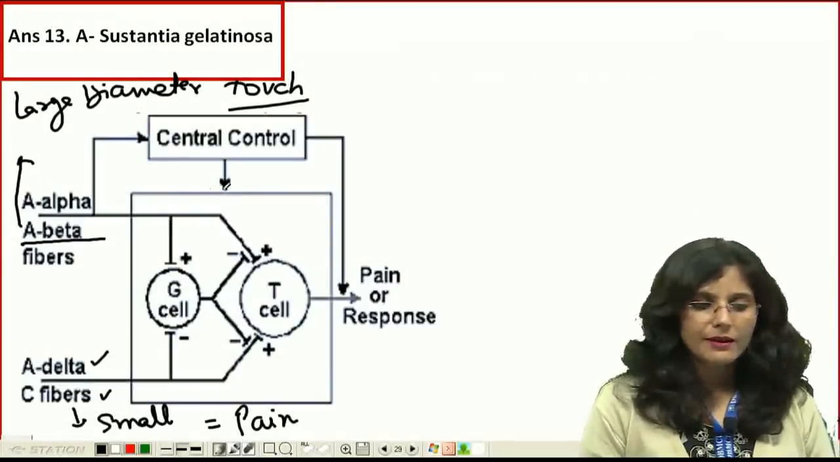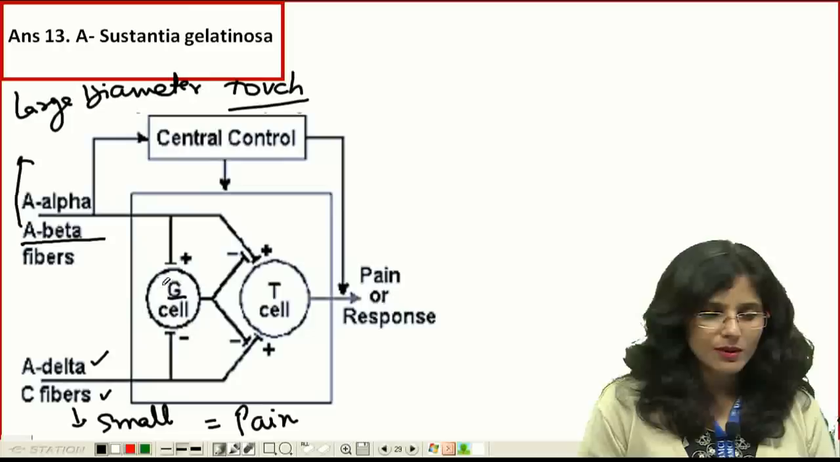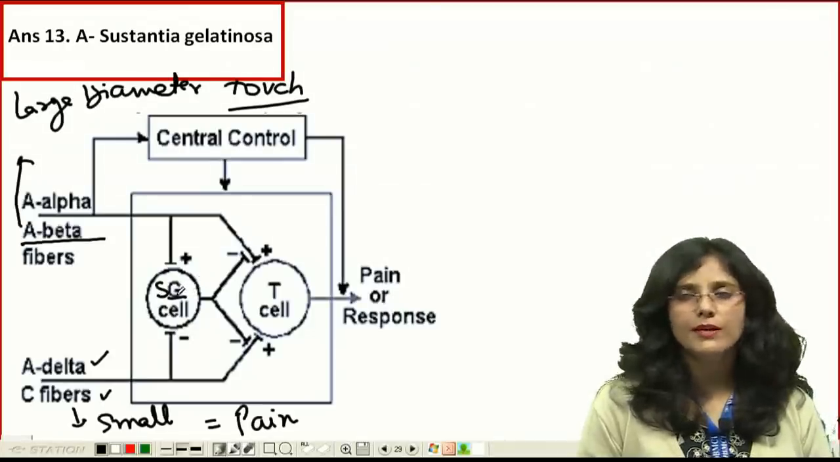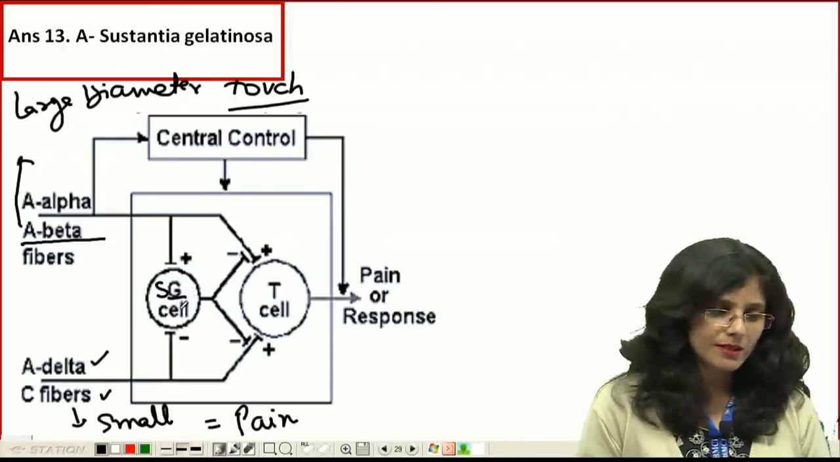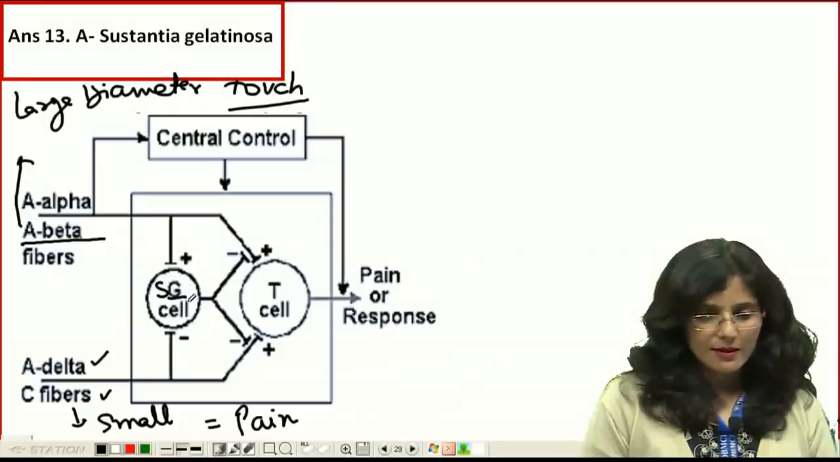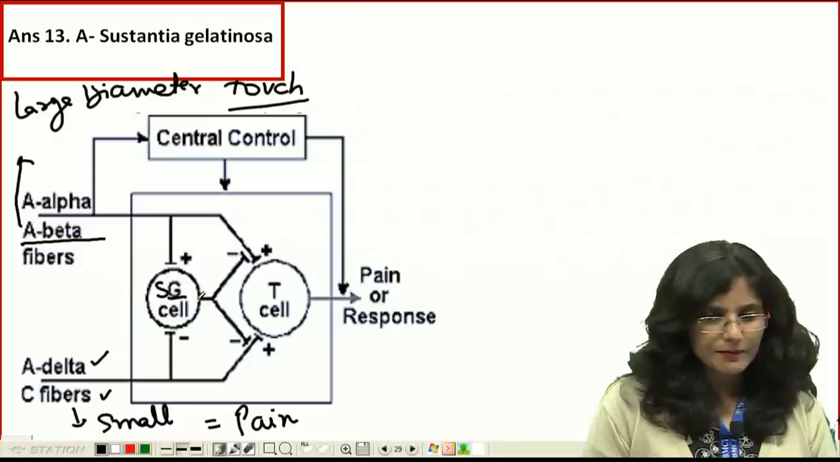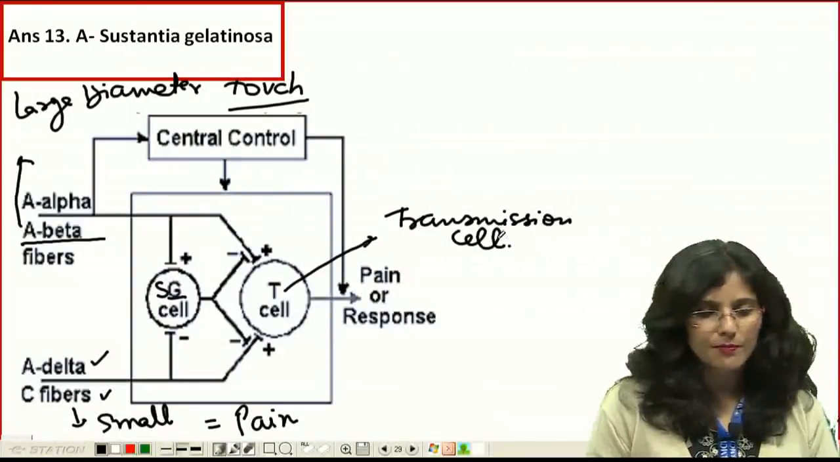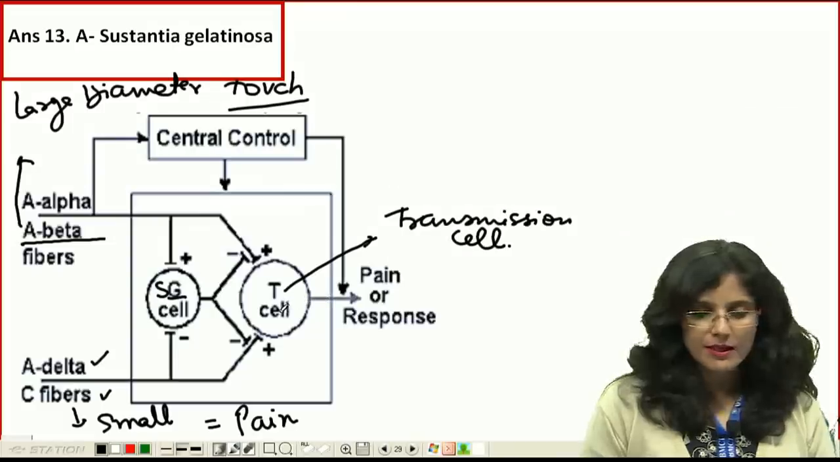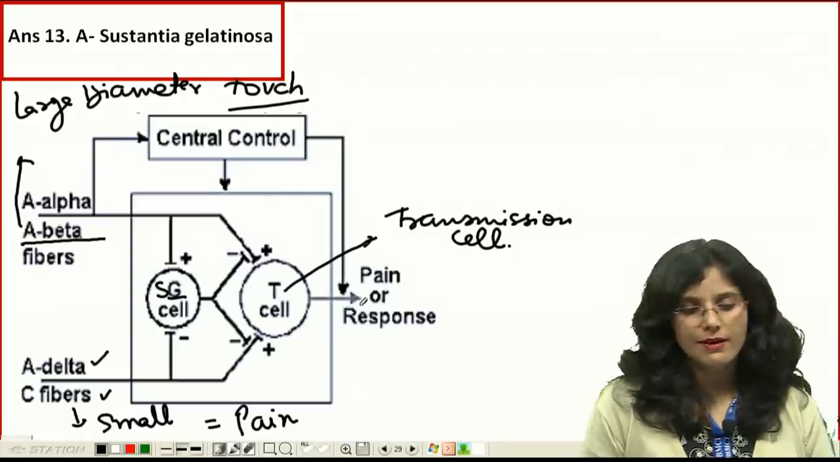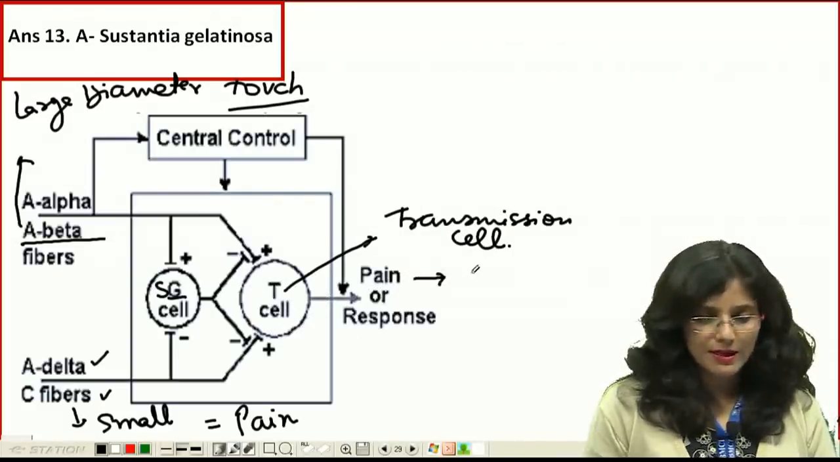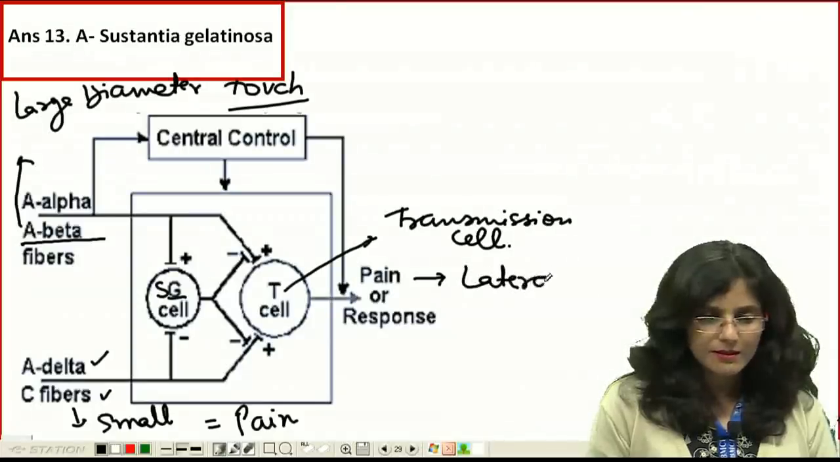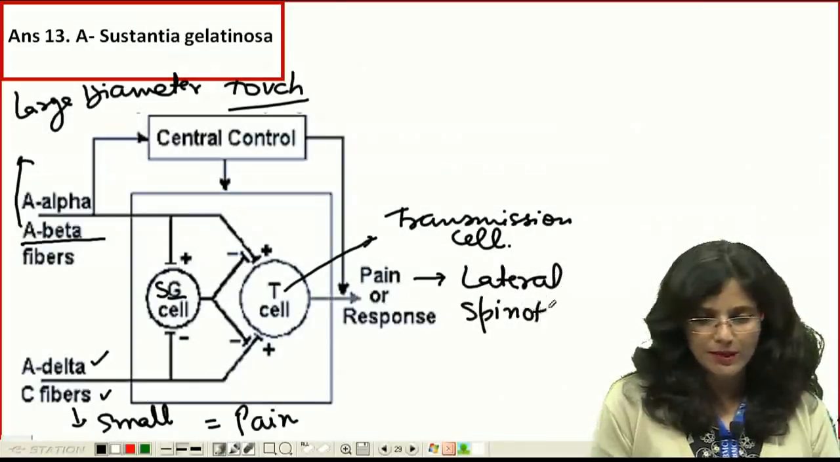Here in the dorsal column, there are the SG cells, or G cells, substantia gelatinosa. We can denote both as SG cells or G cells. They are the cells which affect the T cells. The T cell is the transmission cell in the dorsal column. This T cell is the final cell which activates the pain pathway, that is, it is activating the lateral spinothalamic tract.